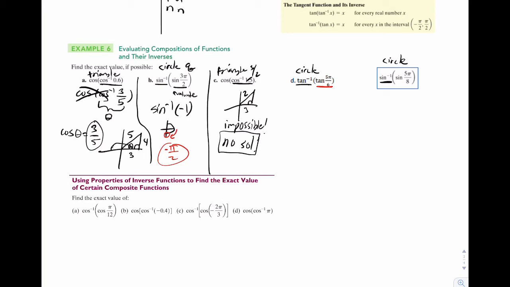For tangent, same thing. Evaluate that thing. Tan of 5π/6 is -√3/3. So now we're going to do tan inverse of that. We highlight quadrants 1 and 4. -√3/3 is right there, which means the answer is -π/6, or -30 degrees. So not too bad, right? We just evaluate the inside and then do what we were doing on page 1.